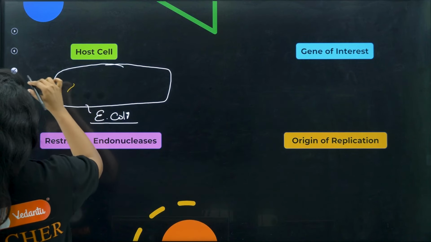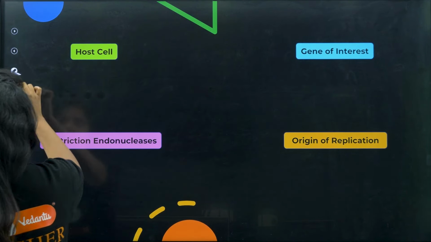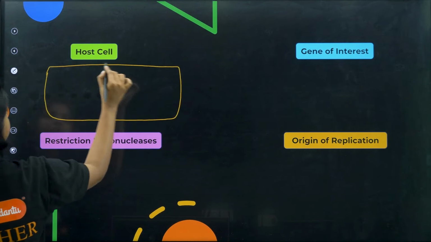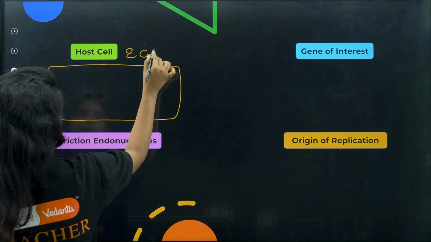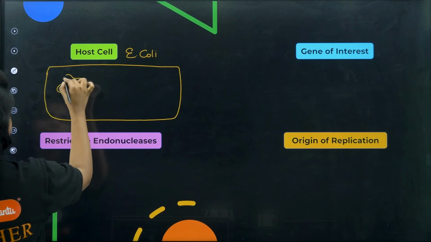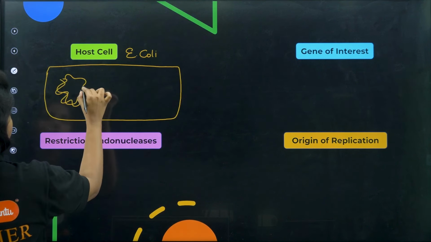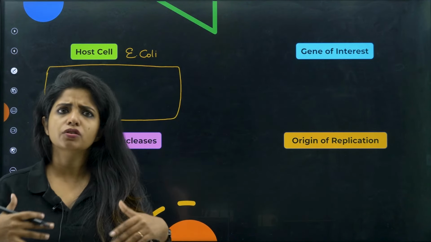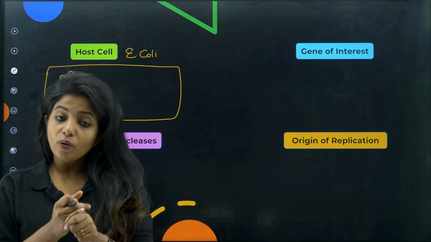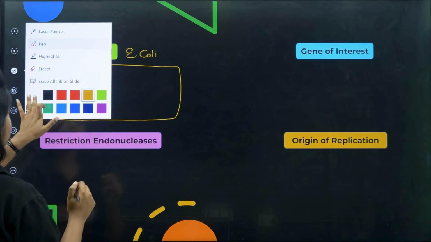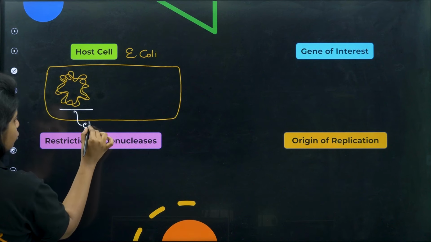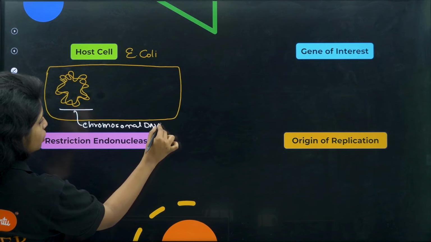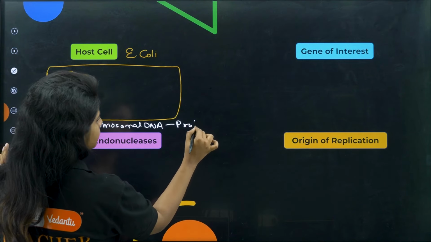Just a second, it looks dirty, so I'm just cleaning it up and making it properly, okay? So this thing that you see, it's E. coli, and E. coli has its own genetic material, usually in the form of circular DNA. This is the chromosomal DNA that it has, which stores all the information for making proteins and everything.